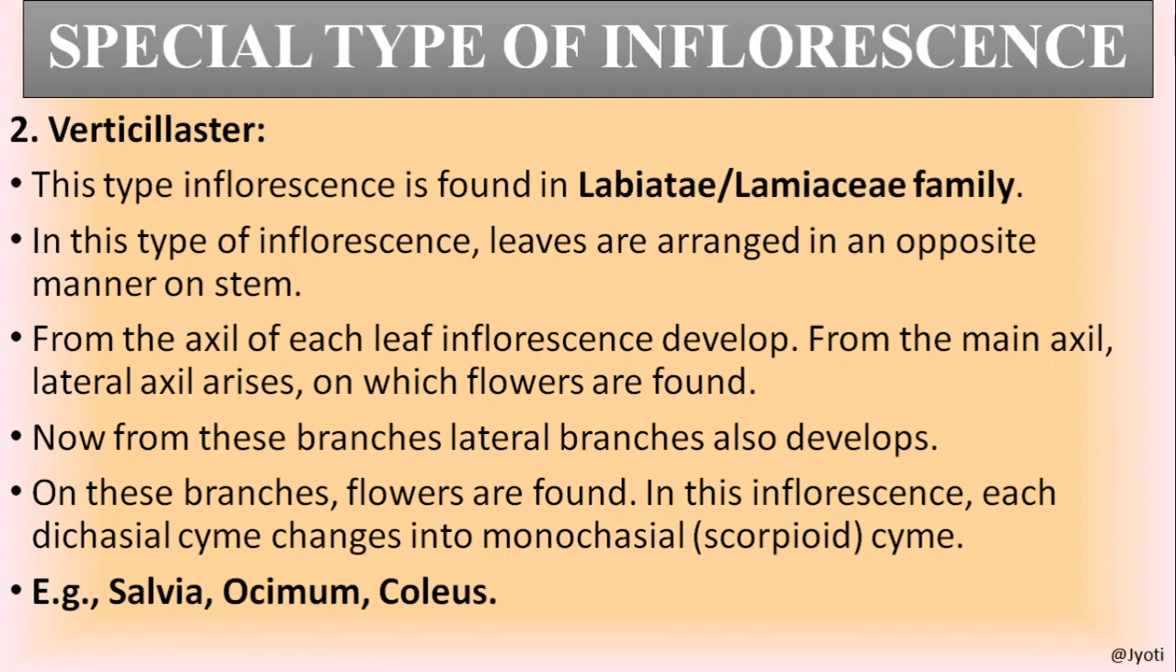Another special type of inflorescence is verticillaster. This type of inflorescence is found in the Labiatae or Lamiaceae family, that is Ocimum, Tulsi, in that Tulsi it is present. In this type of inflorescence, the leaves are arranged in an opposite manner on the stem. I will show you the picture so that it will be clear to you. From the axil of each leaf, inflorescence develops, and from the main axis, lateral axes arise on which the flowers are found. Now from these branches, lateral branches also develop. On these branches, flowers are found.